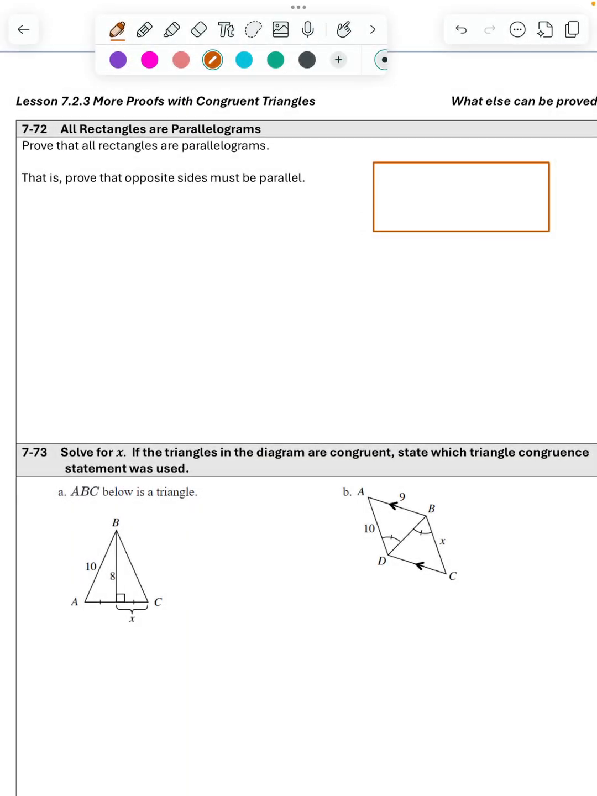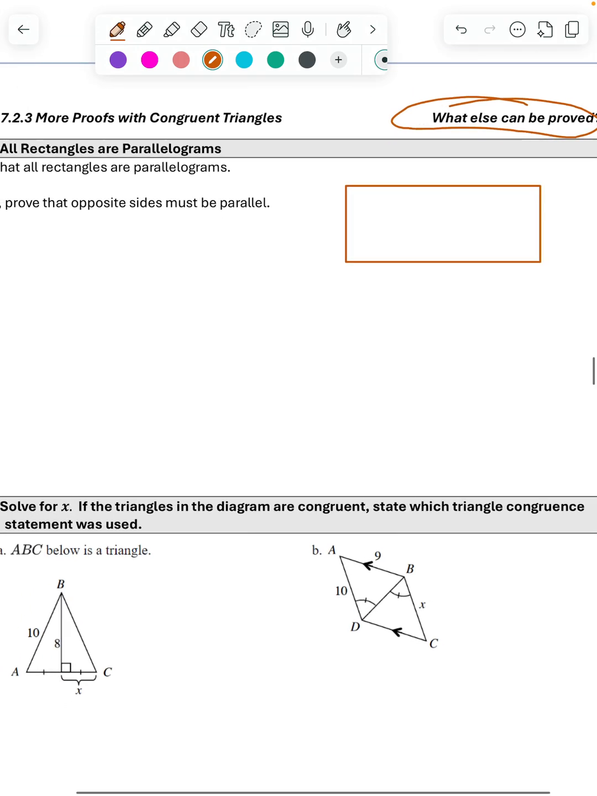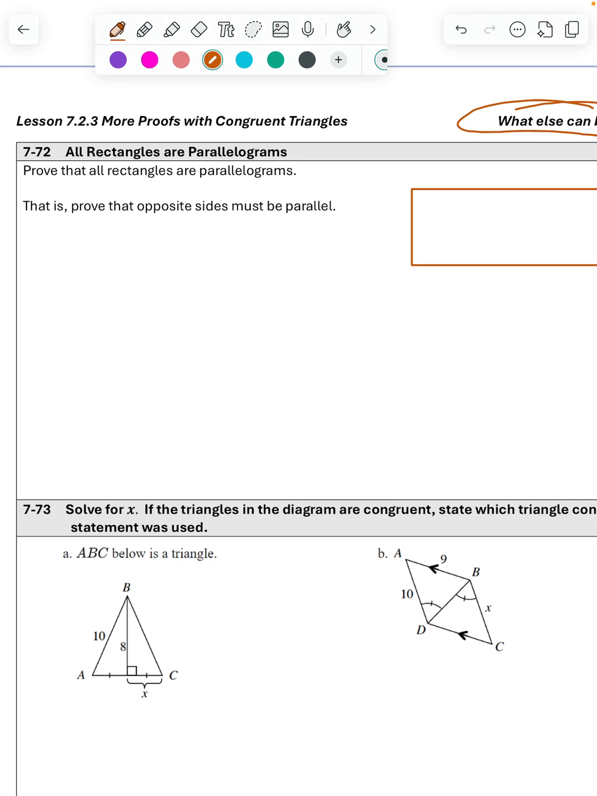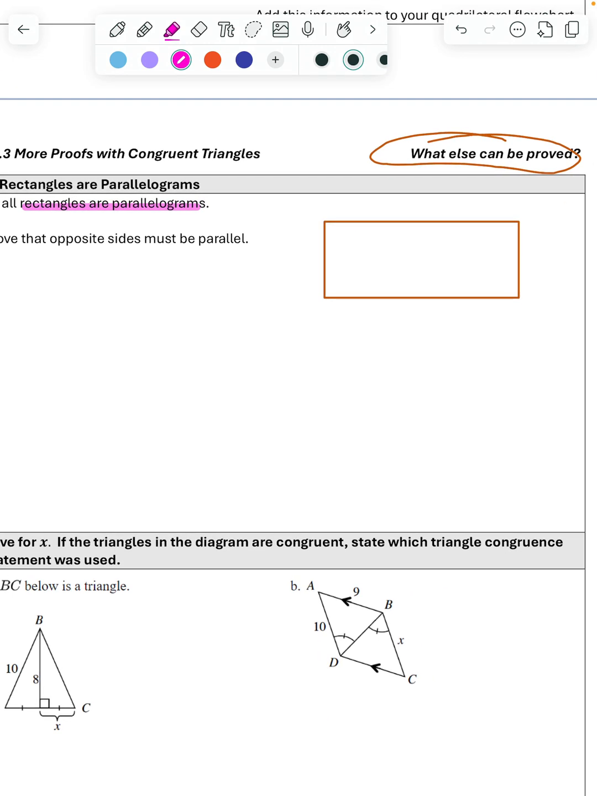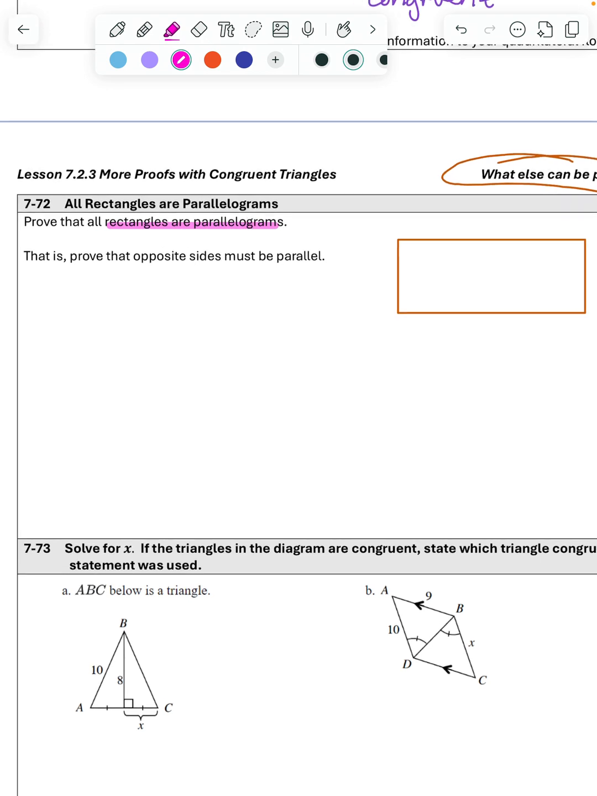And today we are doing more proofs. We are looking at what else can be proved. So this first proof, we're looking at the relationship between rectangles and parallelograms. And we are supposed to prove that all rectangles are parallelograms. The way we can prove this is by taking a generic rectangle that I've drawn over here and proving that it is a parallelogram. And because it was generic, this implies that that's the case for all rectangles.